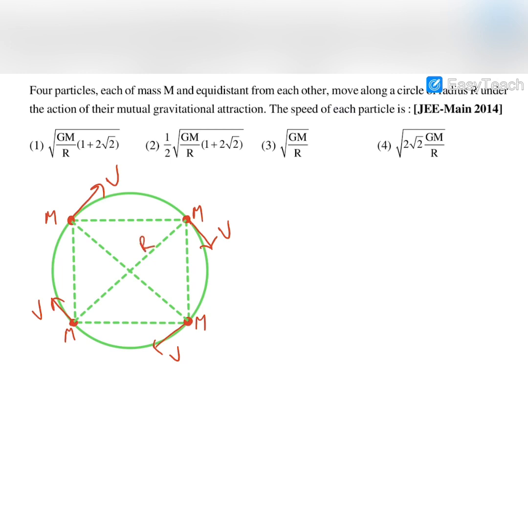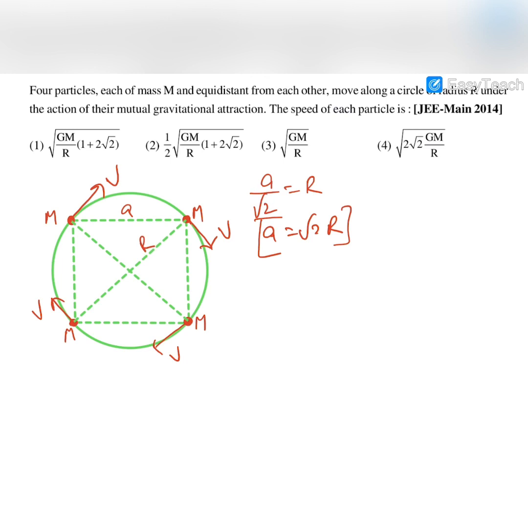Now you can see that if the side of the square is a, then a by root 2 is equal to r, so a is equal to root 2 r. You can easily analyze this situation: this is a, this is root 2 a, and this is half of root 2 a, which is a by root 2. So a by root 2 is equal to r.